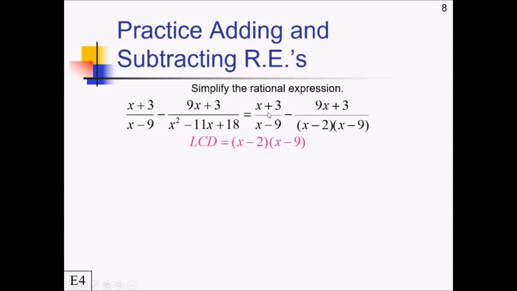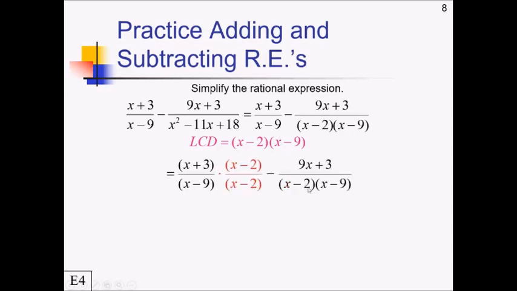So this first fraction, we're missing an x minus 2 to give it this LCD. So we're going to multiply by x minus 2 over itself. How about this other one over here? Well, that actually already has the LCD. It's perfect the way it is. So we're just going to leave it. We have our work cut out for us with this first one anyway.